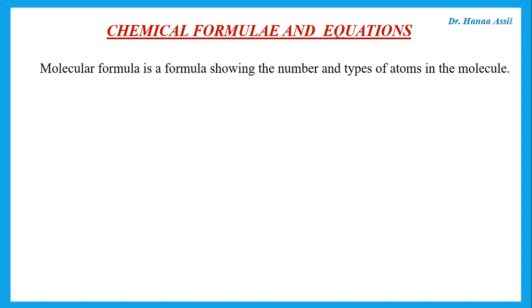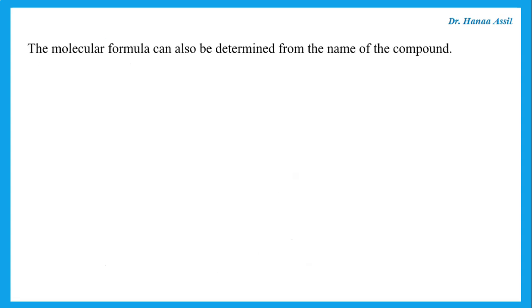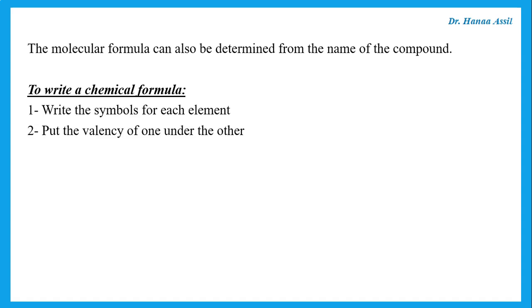Remember, the term molecular formula means a formula showing the number and types of atoms in a molecule. So if we're given the diagram, we can tell that a compound like this, for example, has 1 iron, 5 carbons, 5 oxygens. So to write the molecular formula, we write it like this. But in most cases, we're required to write the molecular formula from the name. So we're given the name and we need to write the molecular formula. In that case, we write the symbols of each element and then put the valency of one under the other.